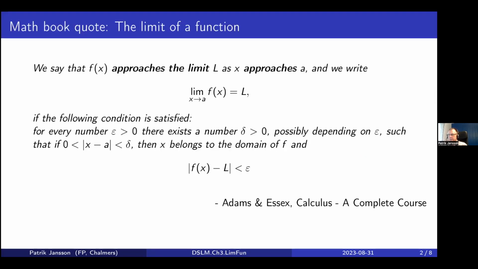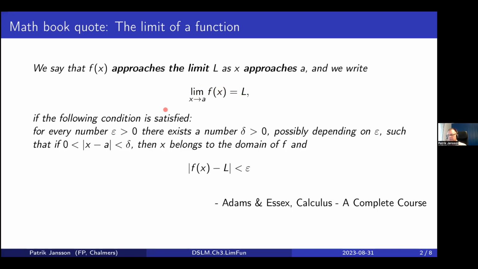So, as for the previous example, we start with a math book quote, the limit of a function. This is again from Adams and Essex, and this is not supposed to be something new. It's just something you might remember from long ago. And we try to tease this apart and see how we can type it and analyze it and then code up parts of it. So the quote says, we will say that f of x approaches the limit L as x approaches a, and we write this expression if the following condition is satisfied.